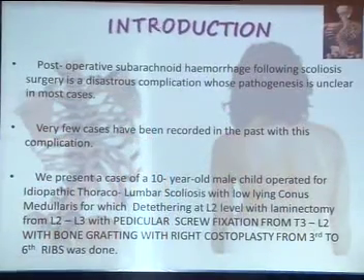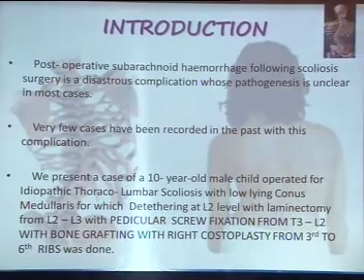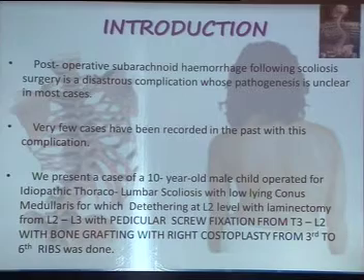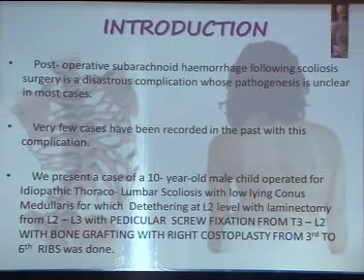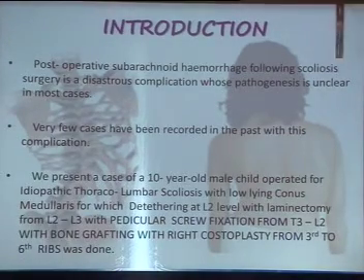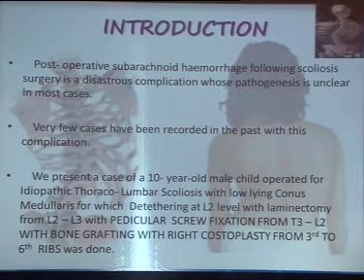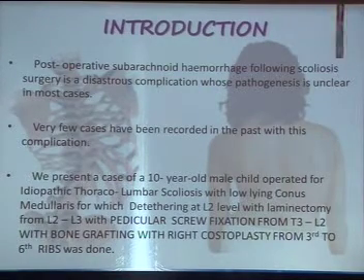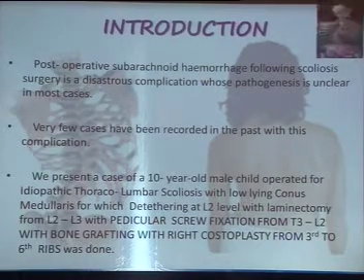To begin with, we all know that post-operative subarachnoid hemorrhage following scoliosis surgery is a disastrous complication whose pathogenesis is still unclear in most cases. And very few cases in the past have been recorded with this complication. Talking about the case, it was a 10-year-old male child operated for idiopathic thoracolumbar scoliosis with low-lying conus medullaris, for which we did a detethering with pedicular screw fixation from T3 to L2 with bone grafting and right costoplasty.